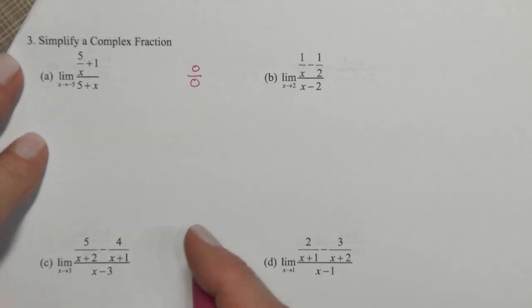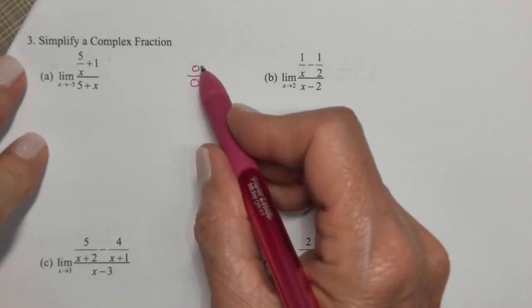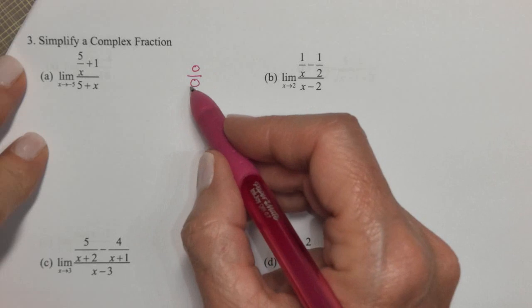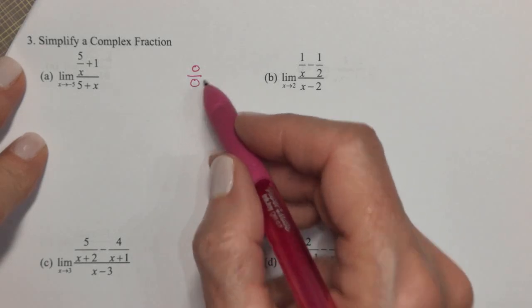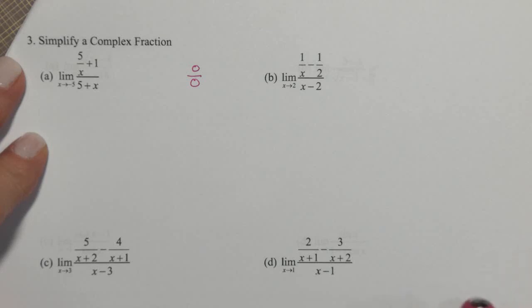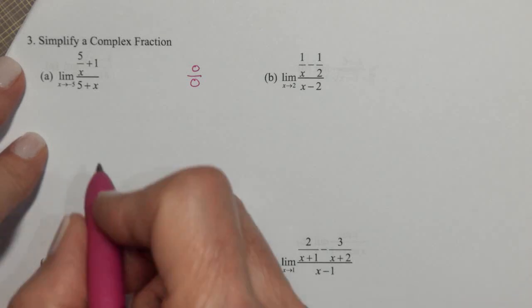That's indeterminate. So we need to manipulate this function so that we can locate our hole and cancel out our hole. We still know that there's a hole though. This tells me there's a hole. It's just really hidden. It's hiding. We have to find it. So simplifying a complex fraction will allow us to find that hole.